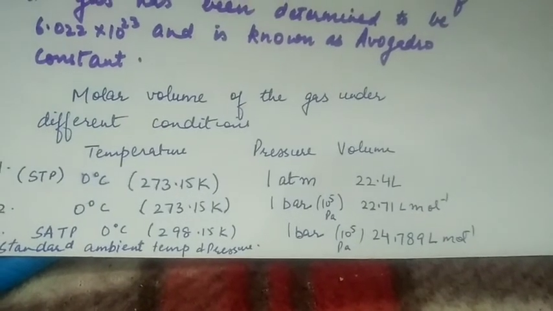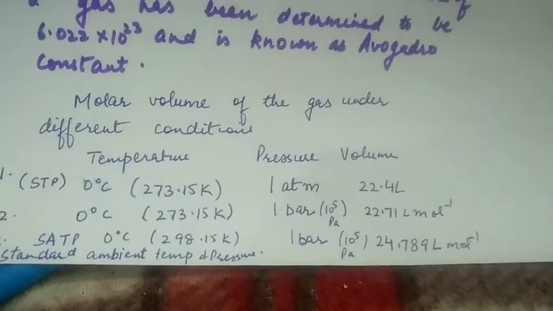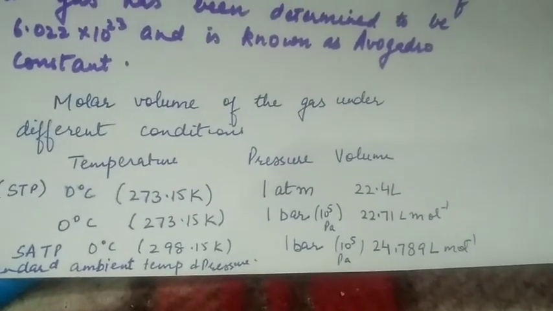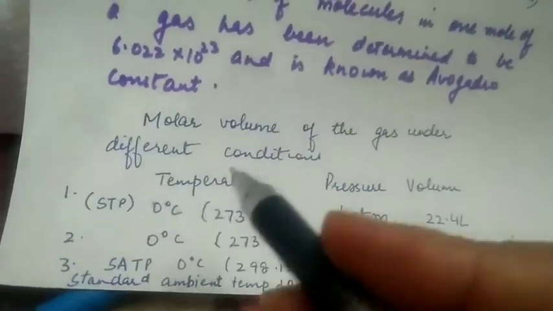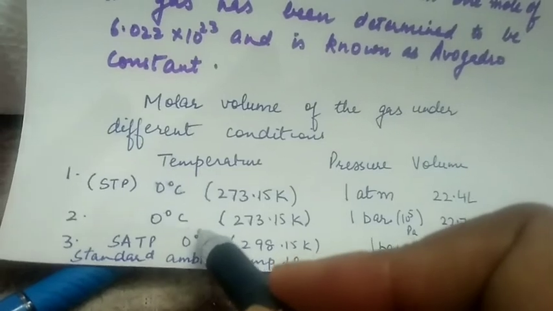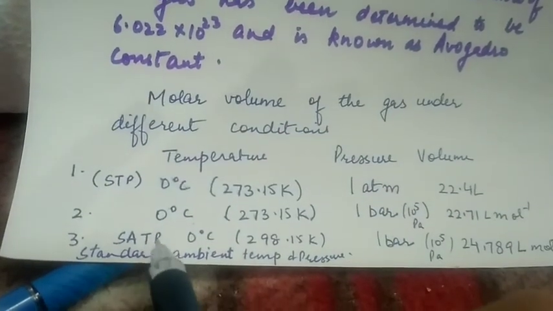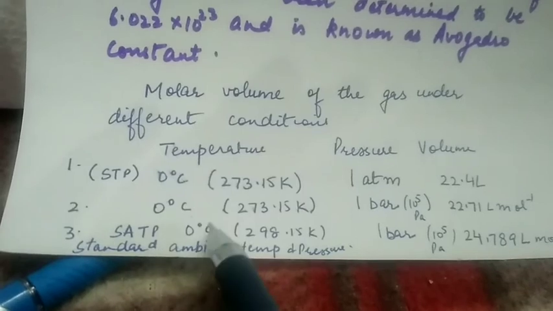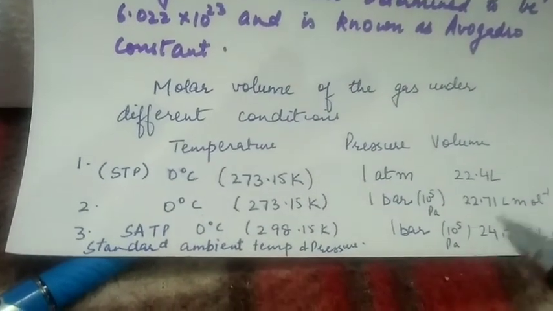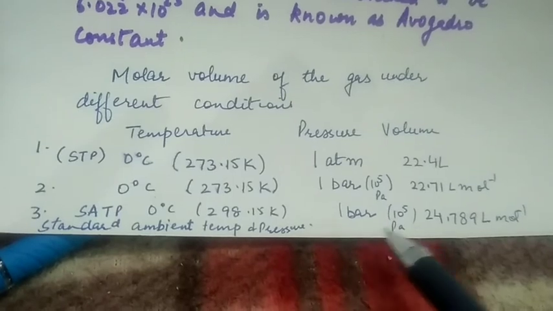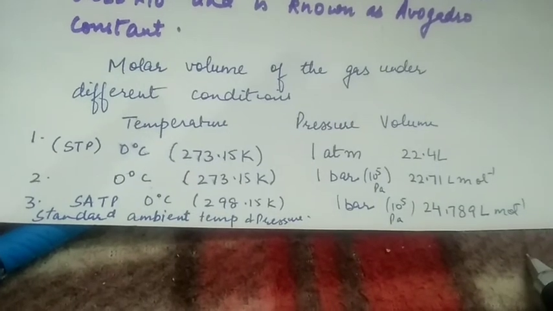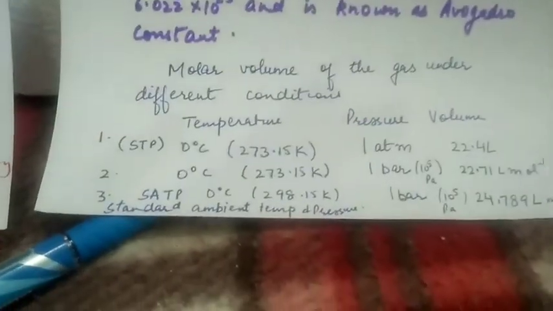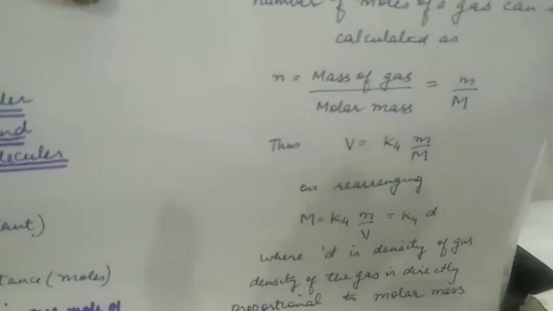And if the temperature is room temperature, that is 298.15 Kelvin, this is 25 degree centigrade, not 0, this is 25 degree Celsius. This is called standard ambient temperature and pressure, 25 degree centigrade. Please correct this. Though at this pressure is 1 bar, then volume occupied will be 24.789 liters per mole.